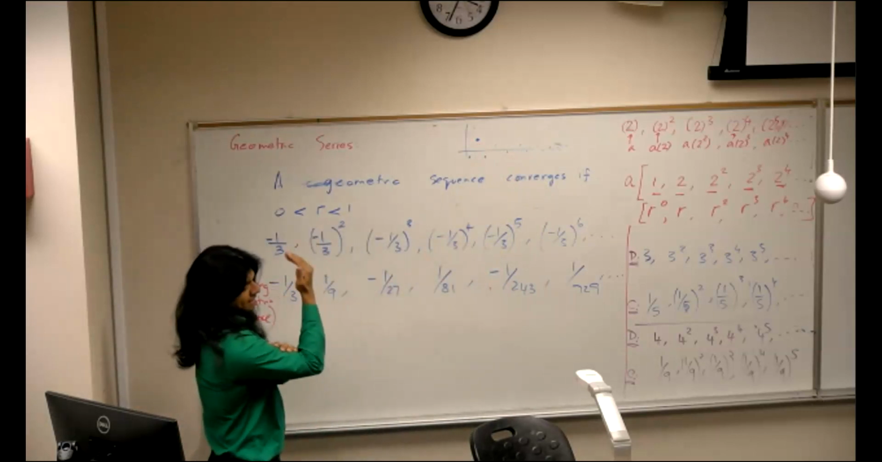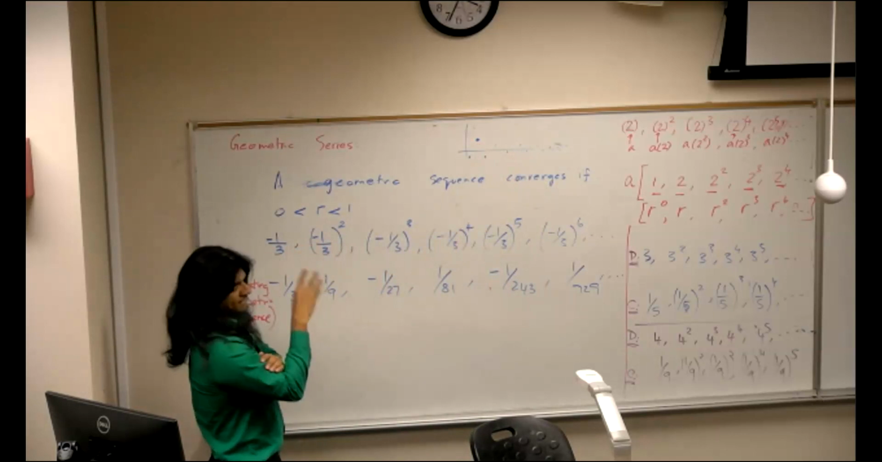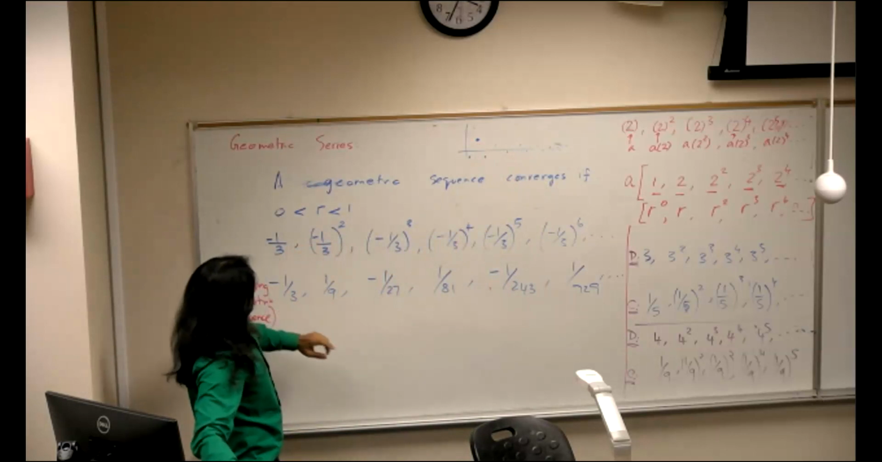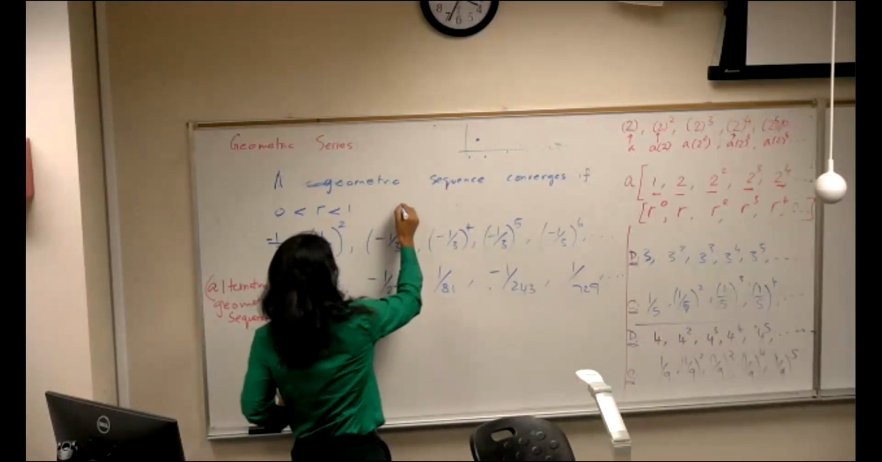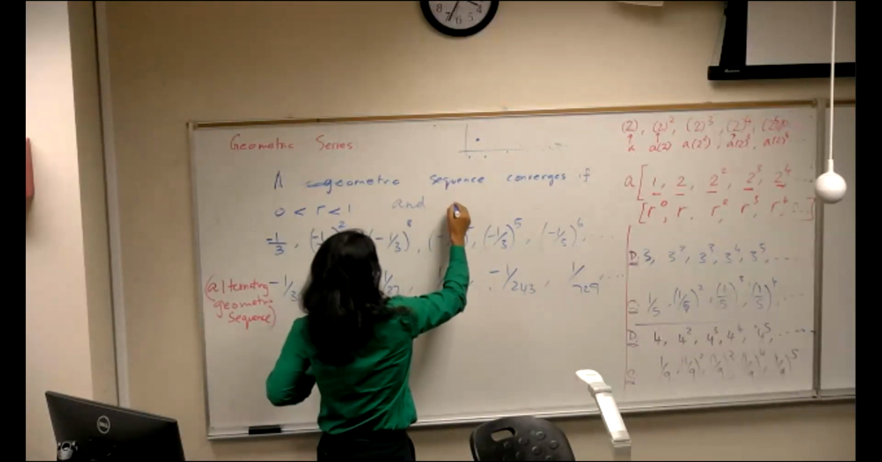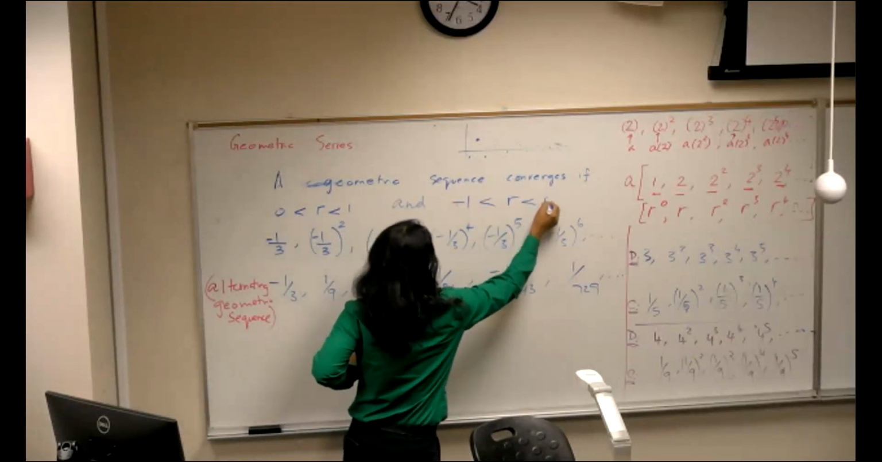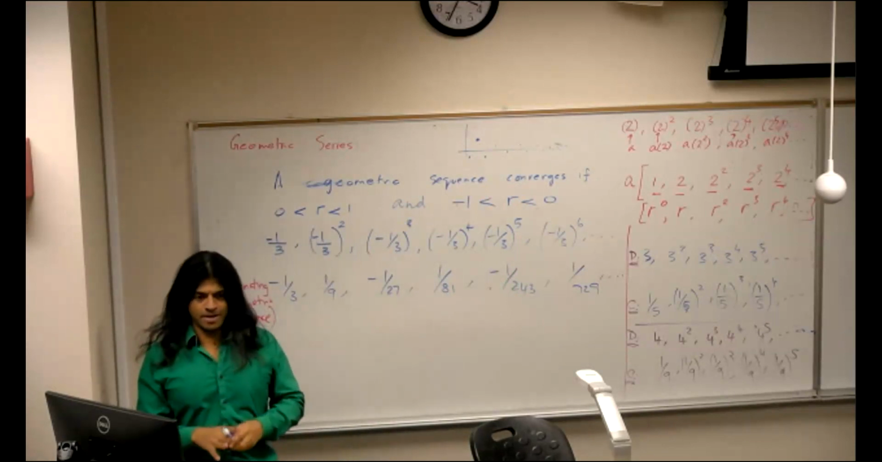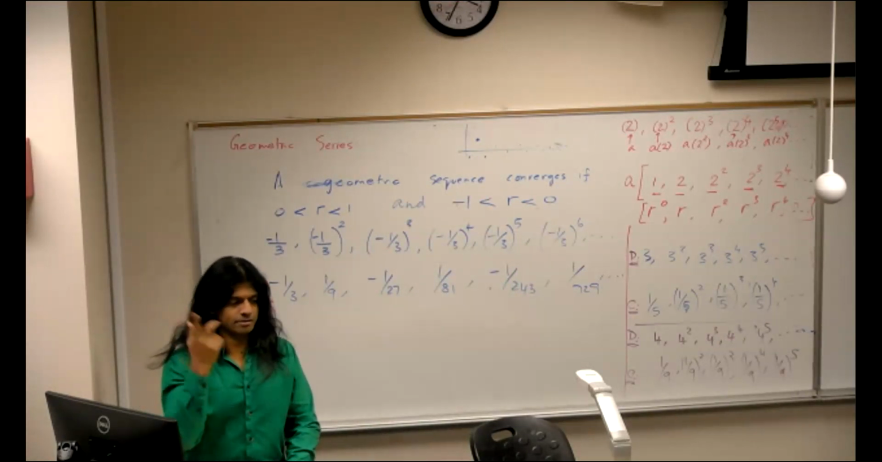An alternating geometric sequence converges. It happens in this case because R is between -1 and 0, not inclusive.